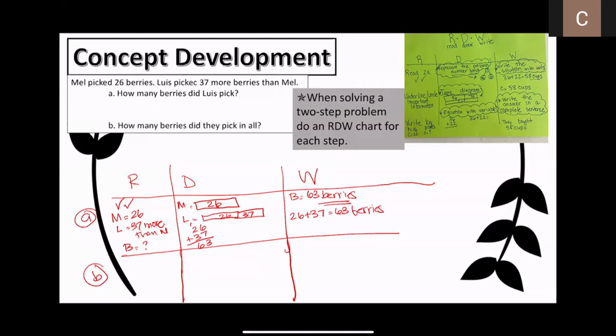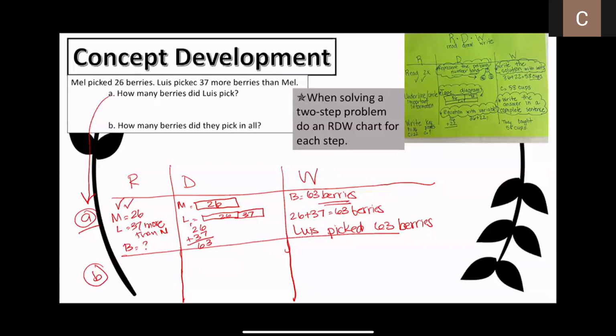That's my complete equation. So now my complete sentence is, the question said, how many berries did Luis pick? Luis picked 63 berries. So that's my answer for A. Good job. Now we still have our second part. How many berries did they pick in all?